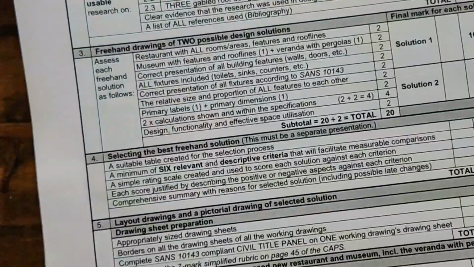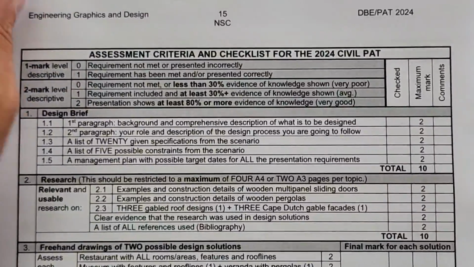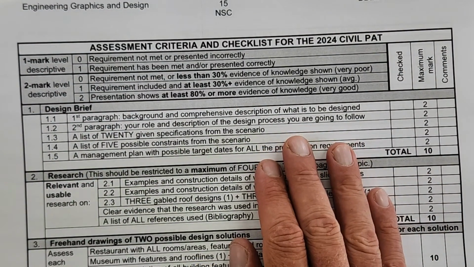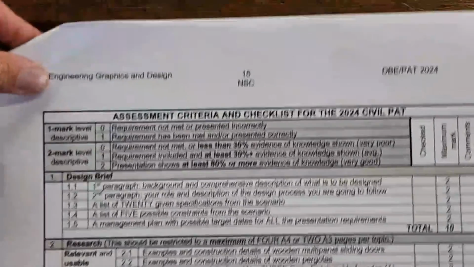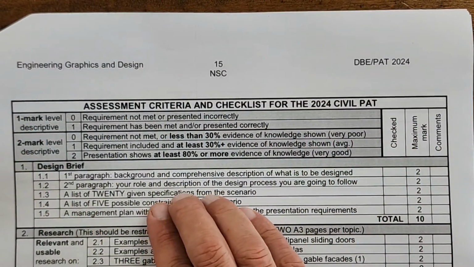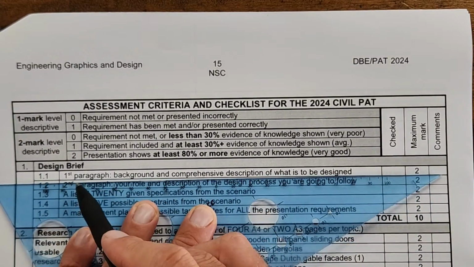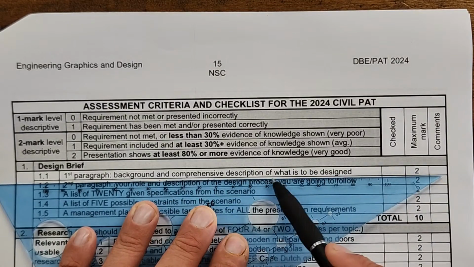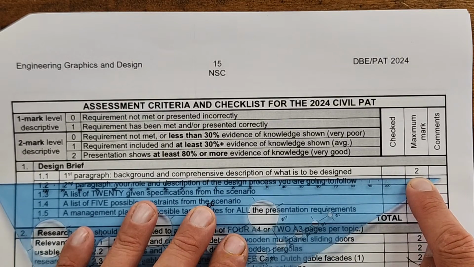The last thing I want to show you is this magic list here. People, there's nothing more important, I tell you right now, than this list. Let me show you how this works. Okay, so this is your own checklist. So let's look at this now, for instance. In the very first design brief, that first paragraph, that includes the background and comprehensive description of what is to be designed. The maximum that we can give you is 2 out of 2.